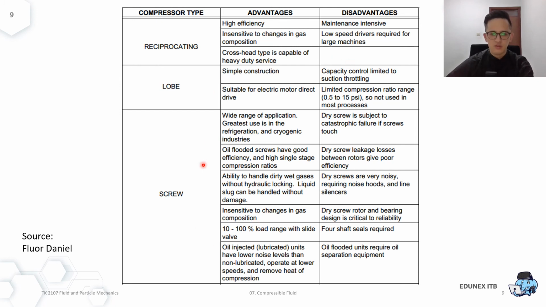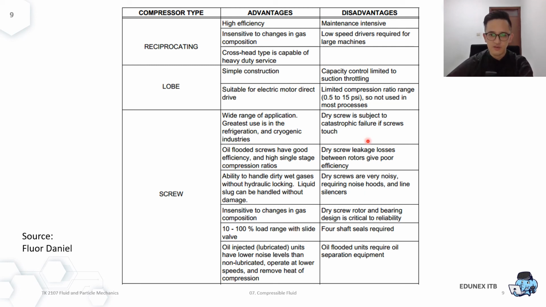For the screw compressor, it is more limited compared to the reciprocating and the centrifugal, but it has a wide range of application, great use in refrigeration. Oil flooded screws have good efficiency, and a 10 to 100% load range with a slide valve. That means it's flexible. One equipment can handle small to high flow rates.